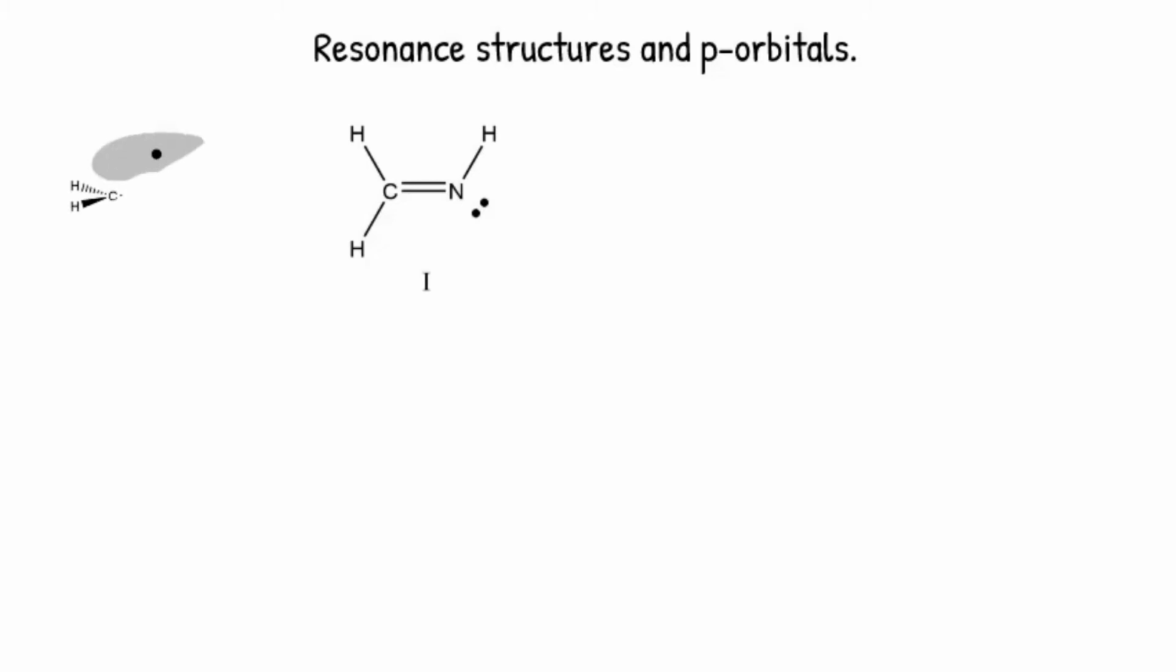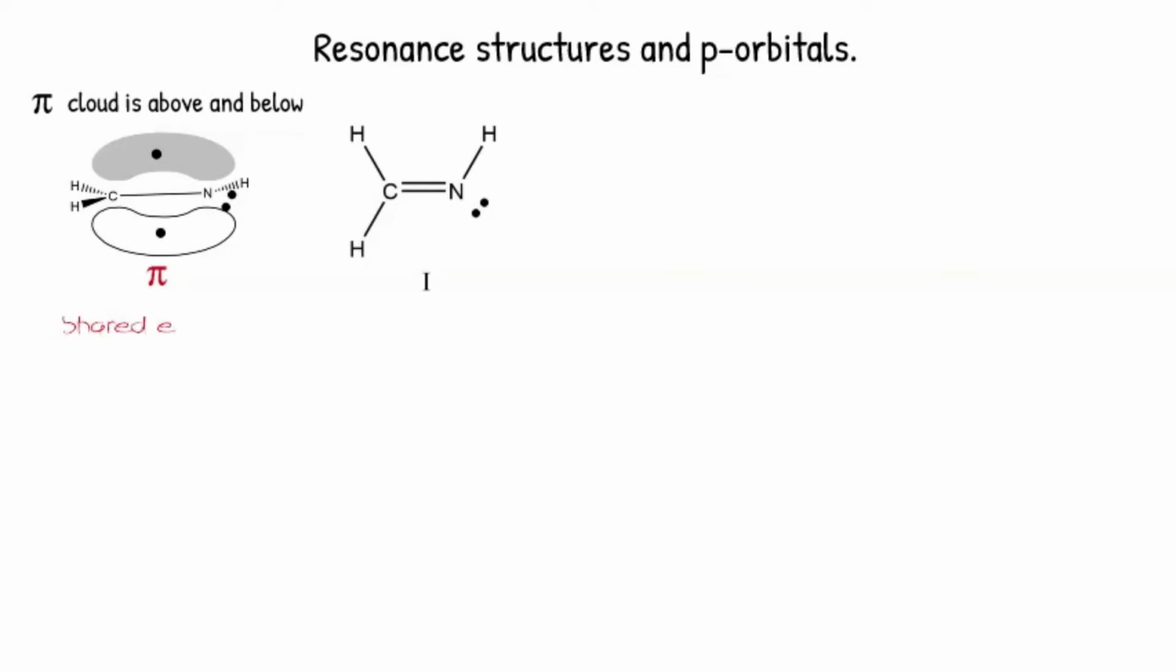Resonance structures and p orbitals. Let's begin with a simple example of carbon and nitrogen connected by a double bond. This is structure 1. Notice that the p orbital overlap gives a pi bond above and below the internuclear axis.